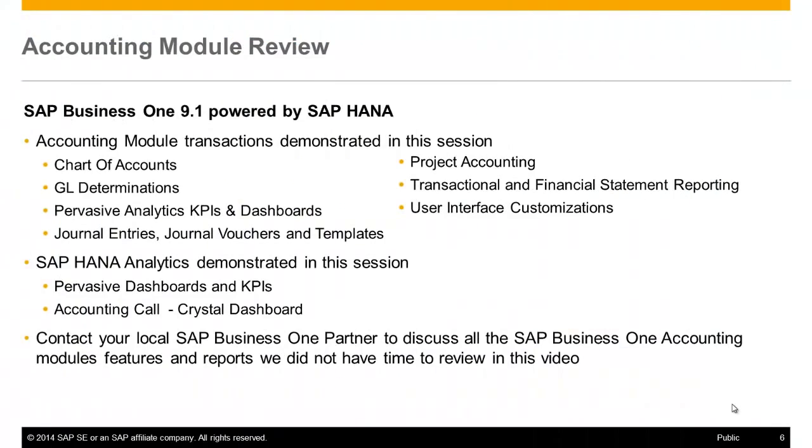During the previous demonstration scenarios, we saw how SAP Business One 9.1, powered by SAP HANA, delivered powerful accounting controls, reporting, and analytic capabilities to facilitate the changing business environment at OEC Computers. We watched as Dan and Sue used SAP Business One powered by SAP HANA to address the following accounting and control issues in support of the OEC business model: chart of accounts, GL determinations, pervasive analytics, journal entries, journal vouchers and templates, project accounting, as well as transactional and financial statement reporting.